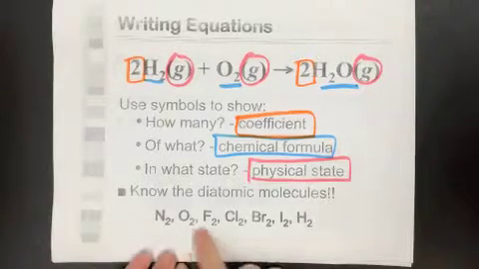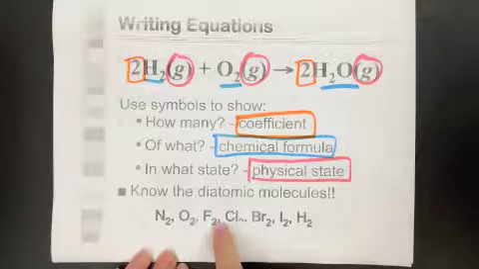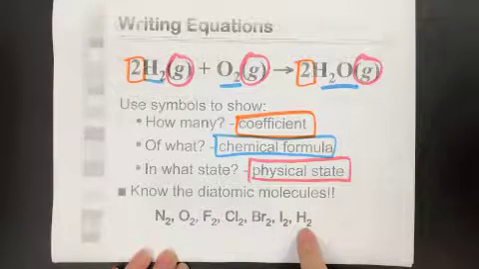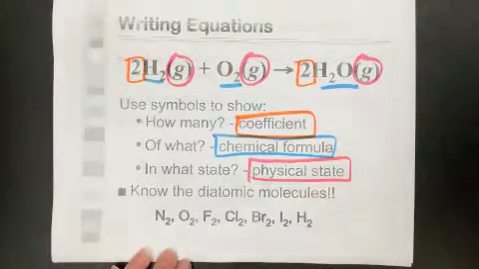Now you also need to remember your diatomics again, just like last unit. So nitrogen, oxygen, fluorine, chlorine, bromine, iodine, hydrogen. Remember, anytime that they're mentioned and they're by themselves, they have to have a subscript of 2.